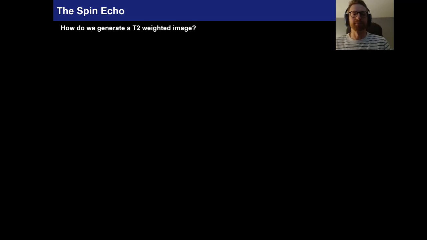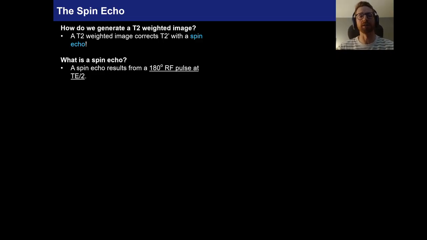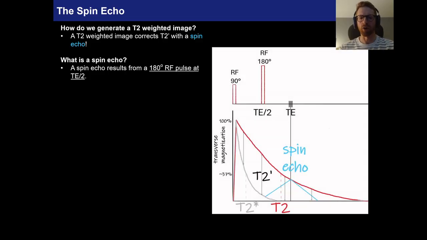The spin echo. So how do we generate a T2 weighted image? I just kind of spoiled it. We correct T2 prime with a spin echo. So what is a spin echo? A spin echo results from delivering a 180-degree radio frequency pulse at TE over 2. So same graph, but now we're just adding the spin echo, right? The spin echo results from putting this 180-degree radio frequency pulse at TE over 2.